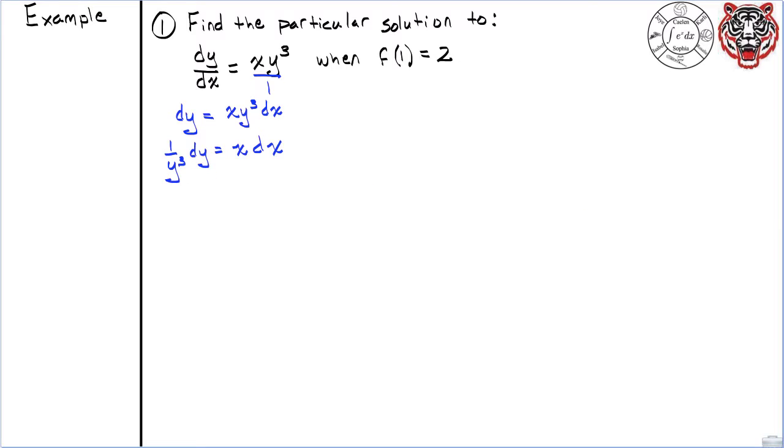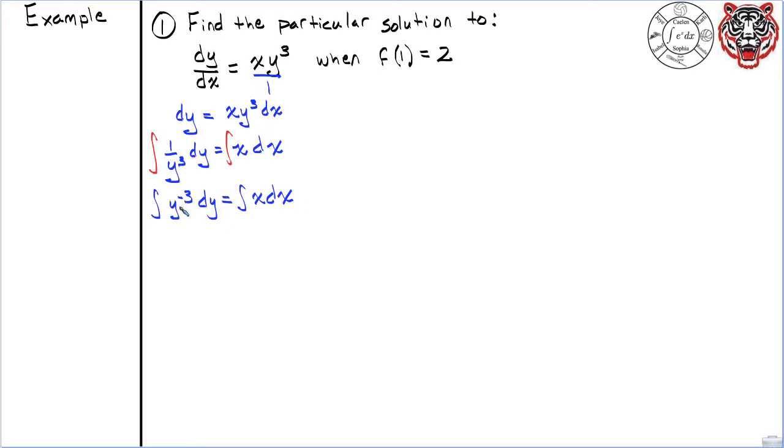So now they're on the correct side. Let's go ahead and integrate both sides. Different color here to let you know that I am doing a different step. Integrating, and I don't like a fraction. We don't like fractions in calculus, so this is going to be the integral of y to the negative 3 dy is equal to, keep that, the integral of x dx.